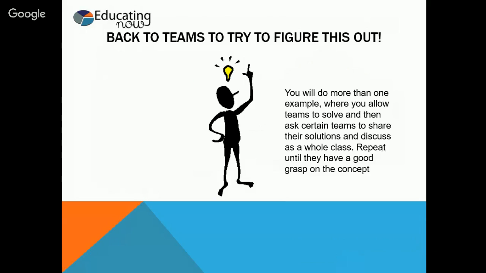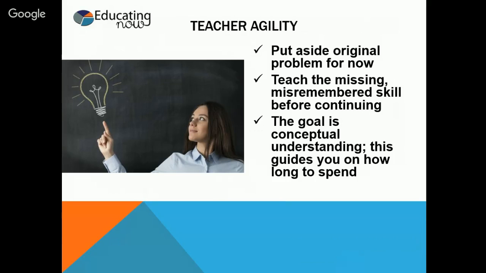So I basically put aside the chair problem for the moment. And this is what I mean by teacher agility. So I put aside that problem. We looked at the missing or misremembered skill. And again, we want conceptual understanding. So I didn't just teach them a procedure. I didn't say, just turn the percentage to a decimal and multiply. I wanted them to figure out a way of solving conceptually. And that's where the model comes in.